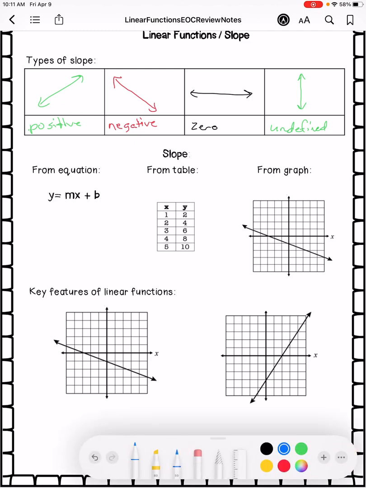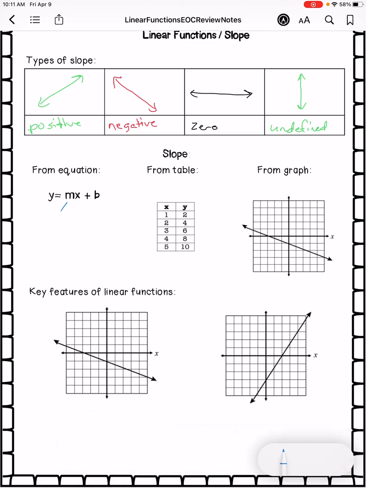Okay, as a reminder, in an equation, the m, the number that is attached to x, is the slope. So that m, that number there in front of x, is the slope. And then again, the b is our y-intercept. That's that point where that graph is going to touch the y-axis.